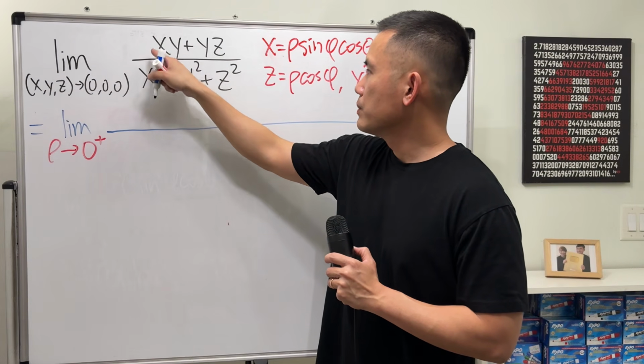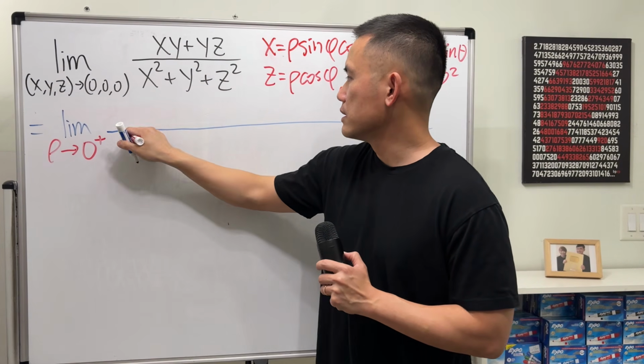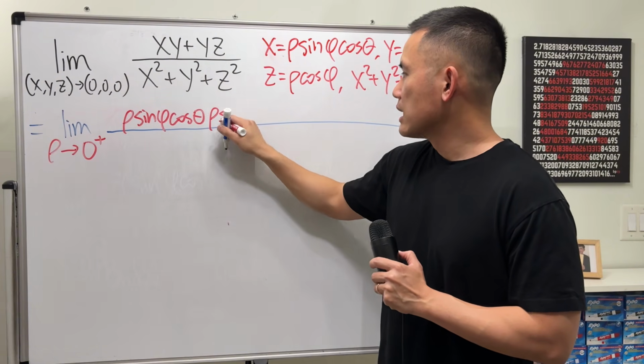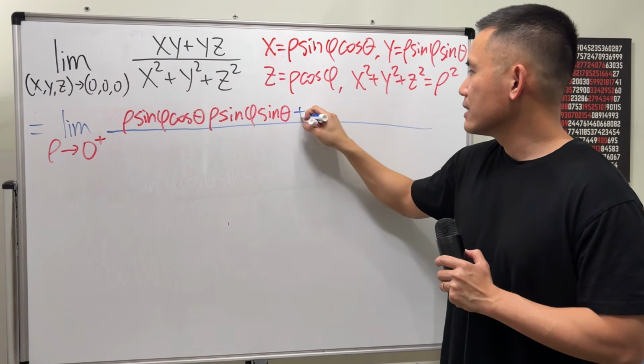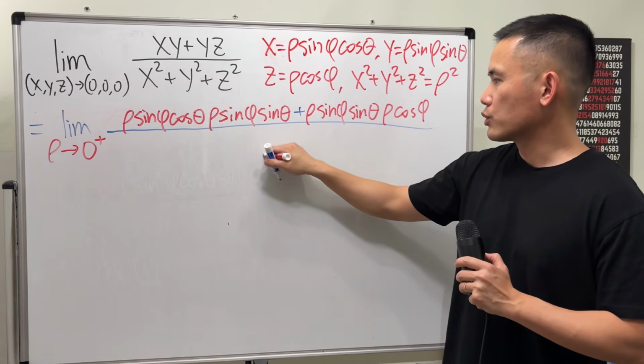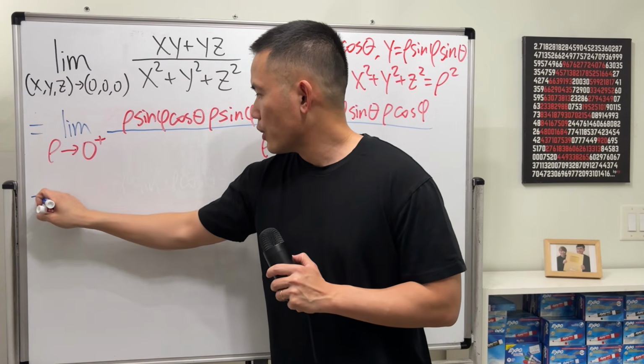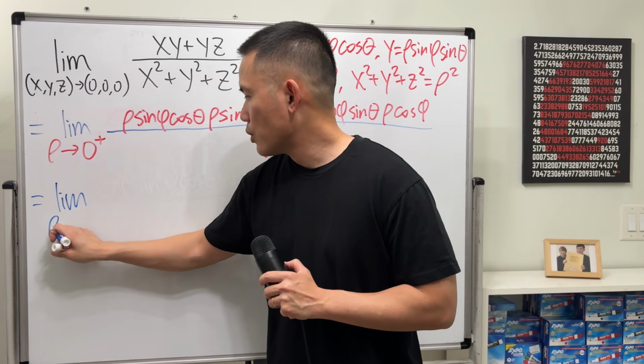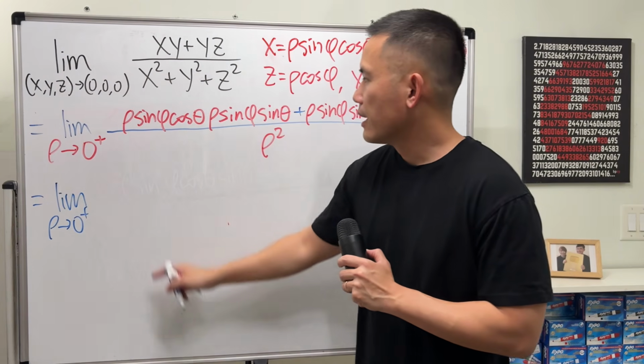On the top, we have x times y, so I'll just write this down for you guys real quick. x is rho sine phi cosine theta, y is rho sine phi sine theta. And then we add z, which is rho cosine phi. And then on the bottom, it's nice, it's just rho squared. So we have the limit as rho approaches 0 plus.